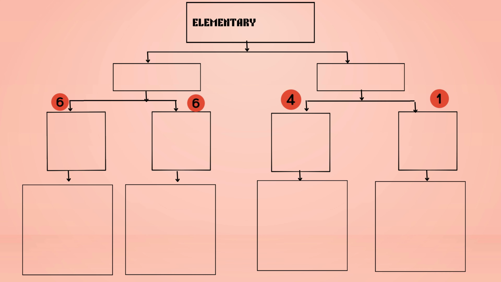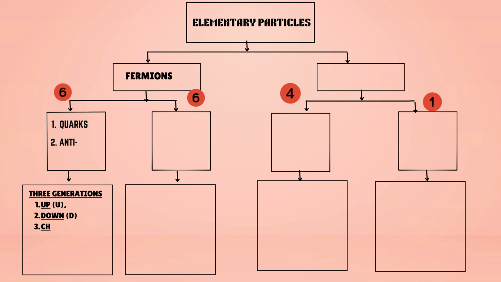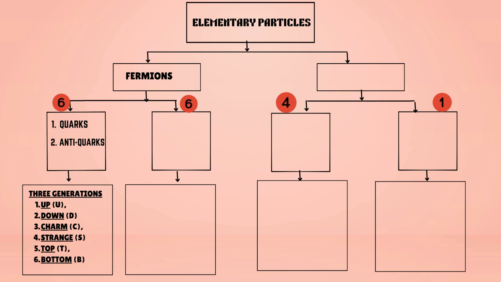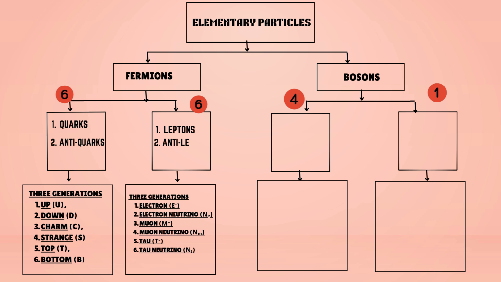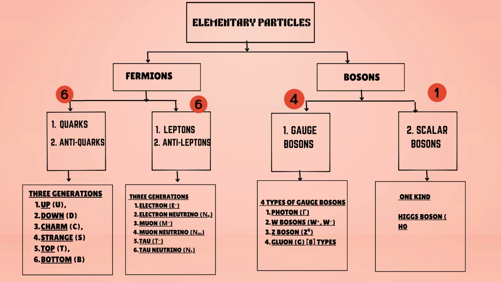Till now, we've learned about elementary particles, including all 6 types of quarks and their properties in detail. In the next video, part 2, we're going to discuss leptons and bosons in even more detail.